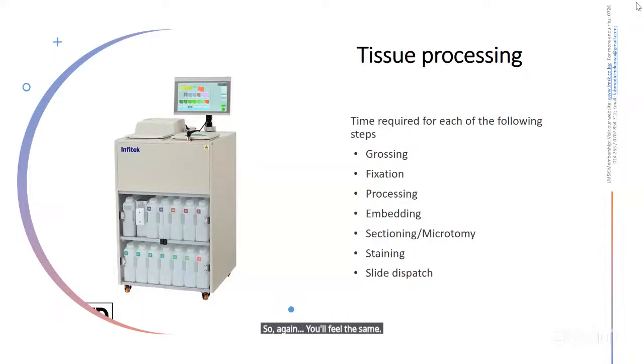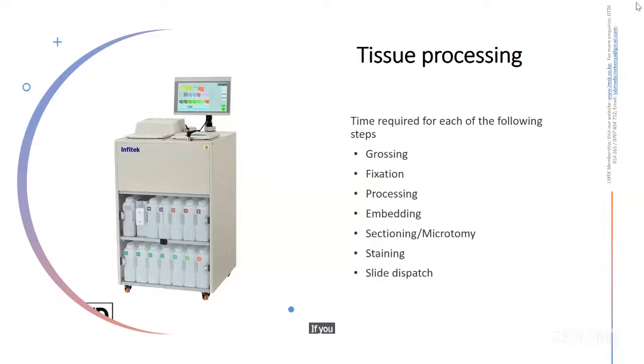Sectioning and microtomy is still the same thing. The lesser the samples, the lesser the time it will take. The more the samples, the more the blocks, the more time. Staining, still the same thing. If you're having fewer samples, you just need 1 run, whether you're using an auto stainer or manual staining.